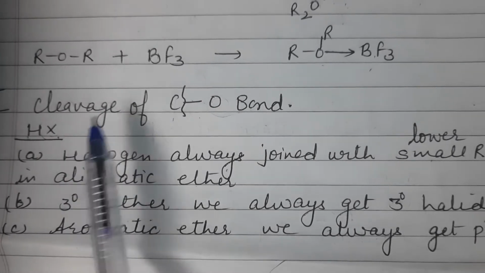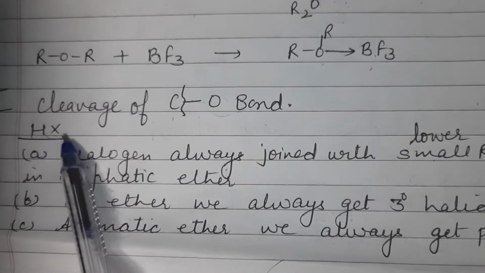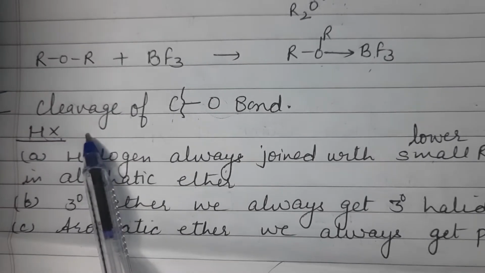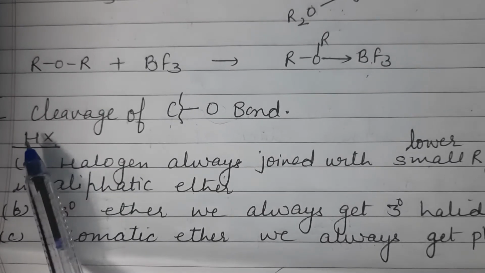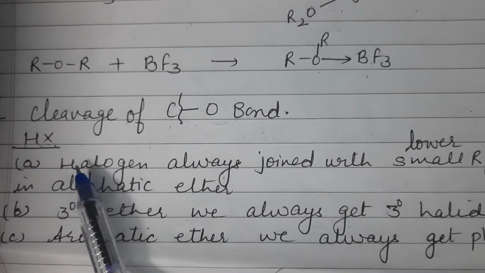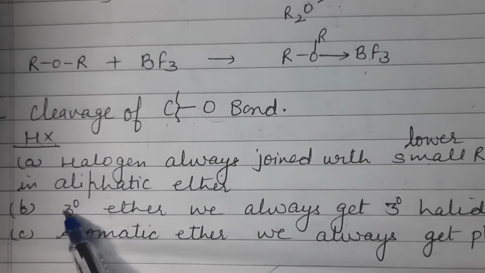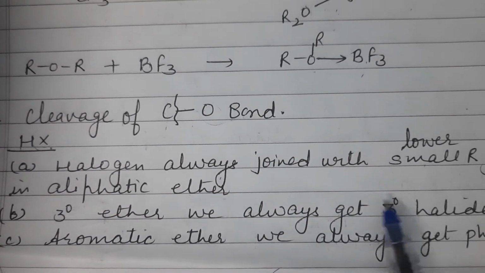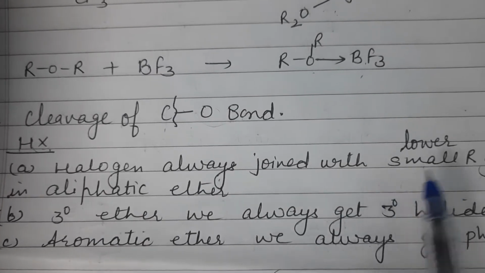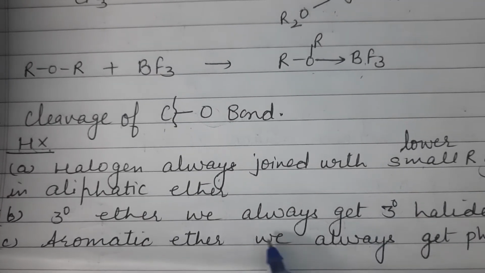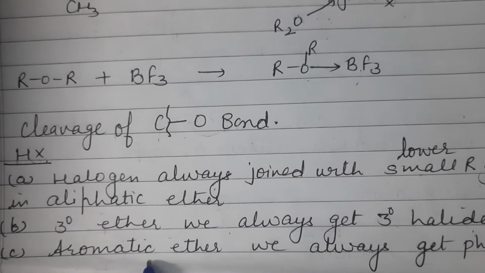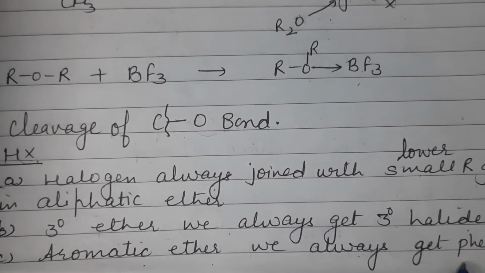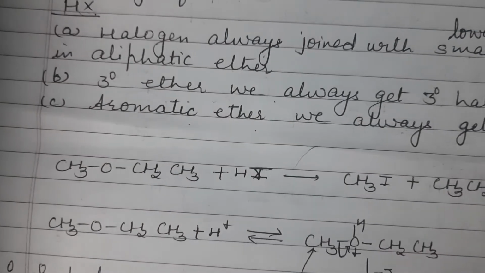First, the halogen part of the halogen acid combines with the small R group and forms an alkyl halide, a small R alkyl halide, and the big R alcohol. Second, tertiary: in tertiary ether the halogen always gets attached with the tertiary R group and forms a tertiary halide. In aromatic ether we always get phenol. Now see here, one by one, these reactions.